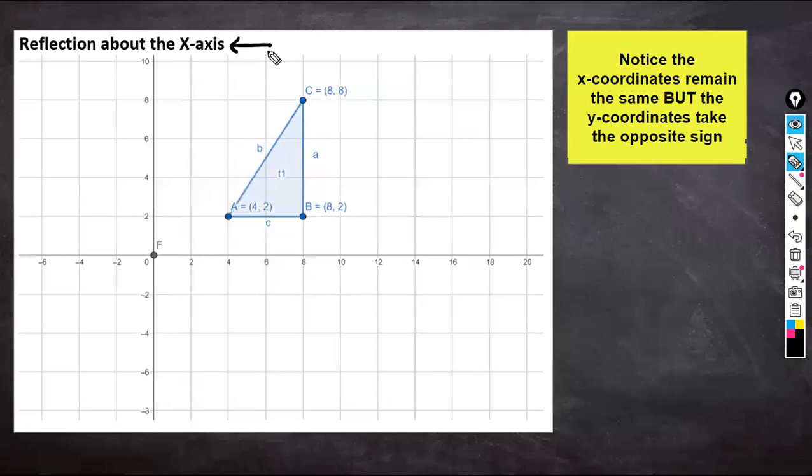Which one is the x-axis? Do you all remember? Is it the vertical one or is it the horizontal one? Which one is the x-axis? The vertical line or the horizontal line? Correct. The x-axis, as you all remember, is the horizontal line. So let me see. This line here is your x-axis.